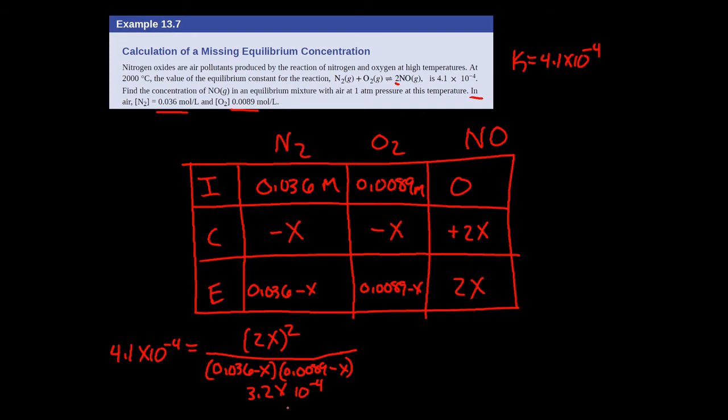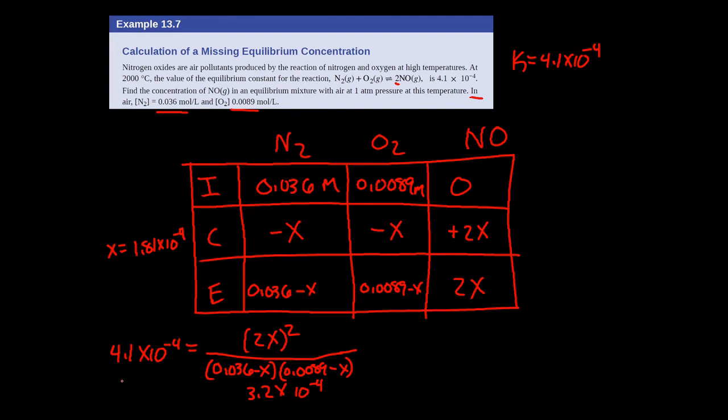So, just for the sake of expedience here, I'm going to go ahead and work through this algebra real quick. So I'm going to multiply 3.2 times 10 to the negative 4 by the 4.1 times 10 to the negative 4. And then I'm going to take the square root of that to get rid of the square here. And then I'll divide by 2. So using the x is small assumption, I got that x is 1.81 times 10 to the negative 4. That's what I got from that.